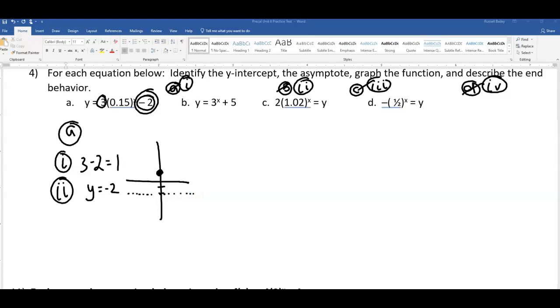Now we get to determine the shape. And for that, you're going to want to look at the chart that I gave you guys back in lesson 8.3. So for that, we look at the a value. Since my a is positive and my b is less than 1, when that happens, our graph will look like up on the left and flat on the right side. Okay, so that is part A. Go ahead and move on to part B.